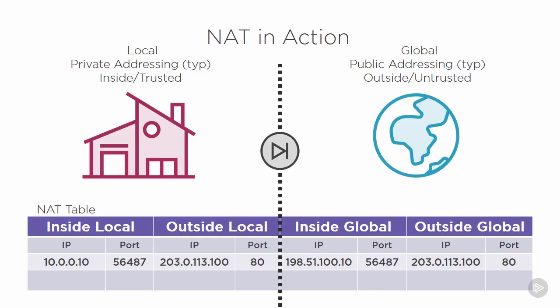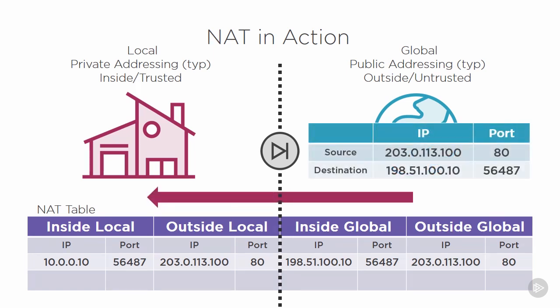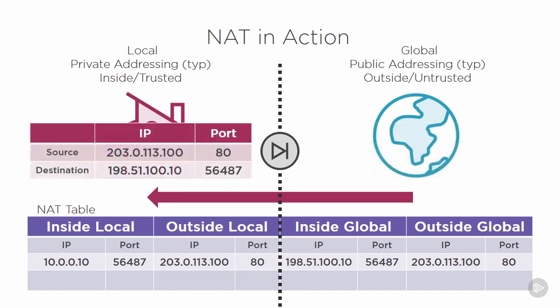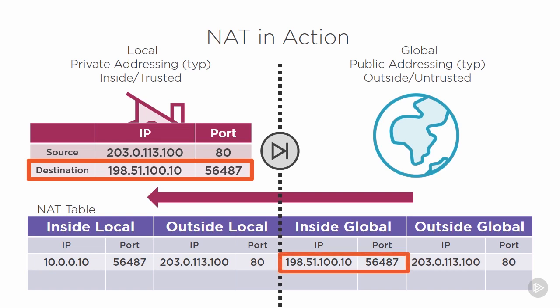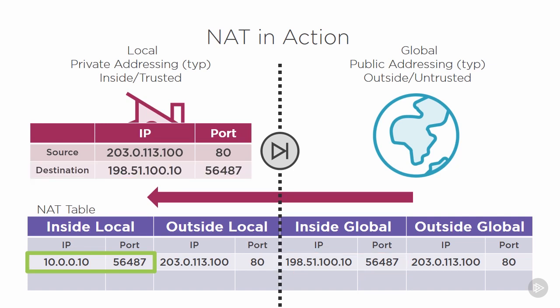The website processes it and returns it back to our home network. Now the destination address is 198.51.100.10. We look up in our NAT table. This is our inside global address. We can then move our packet to the inside of our network. We can examine our NAT table and see that the destination needs to be translated back to our inside local address. So we translate from 198.51.100.10 back to 10.0.0.10. Now I can forward my message on to my workstation and I get the website.